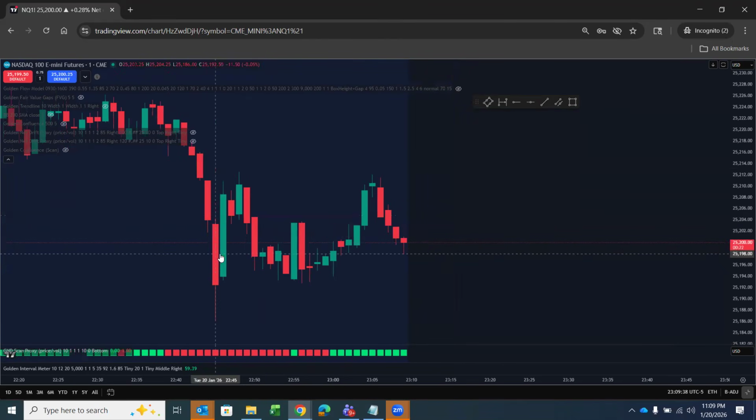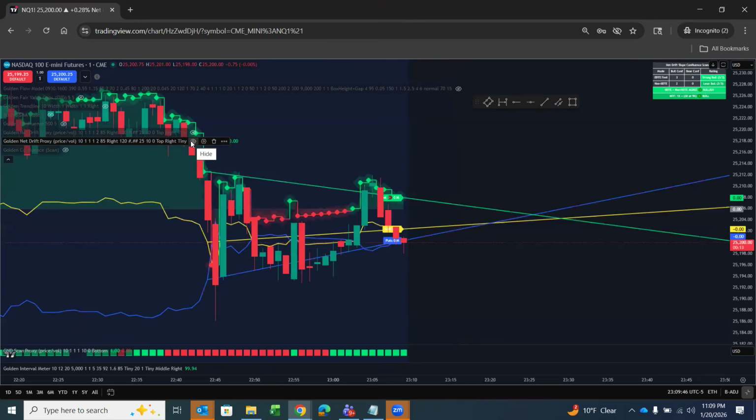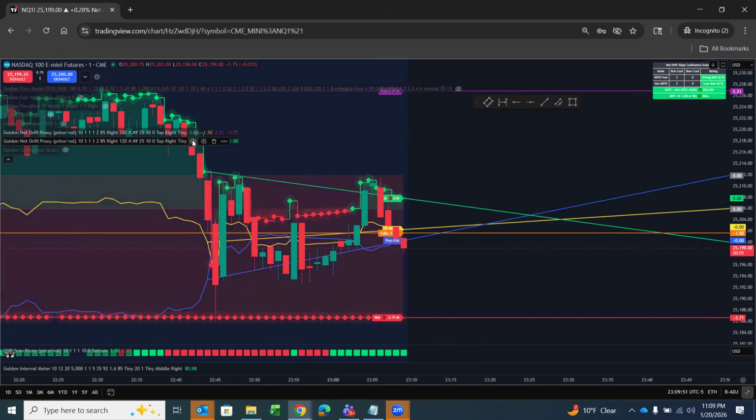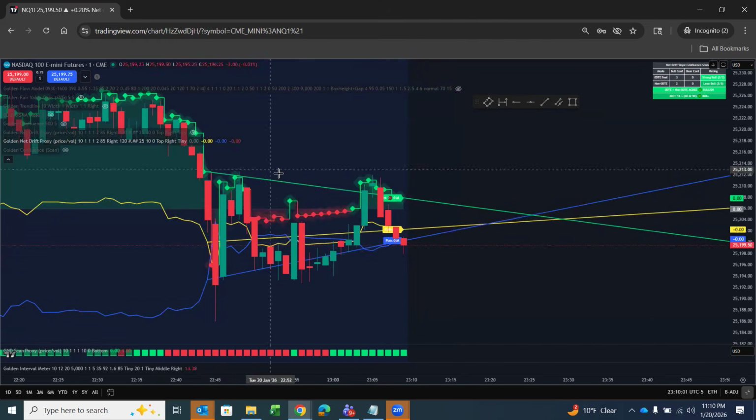And let's see what other indicators I have on. We have the Golden Net Drift indicator. This is the micro version, and this is the macro version. It is the same indicator, but we changed the settings to get these two views together. So what do these indicators show us? Let's look at them one by one.